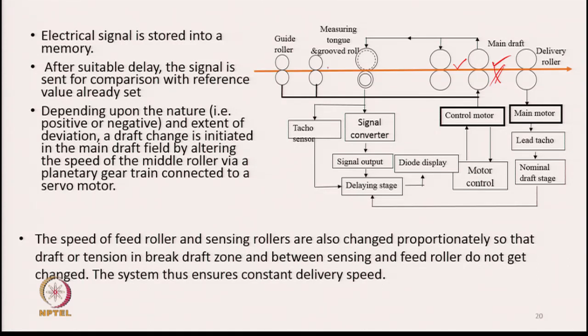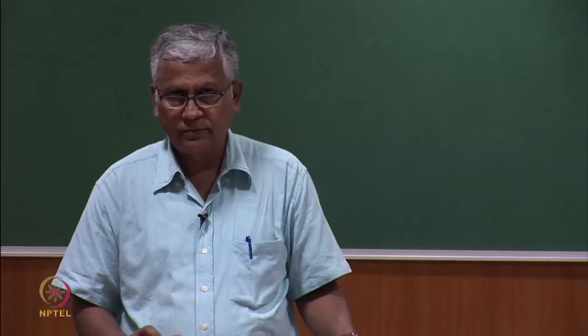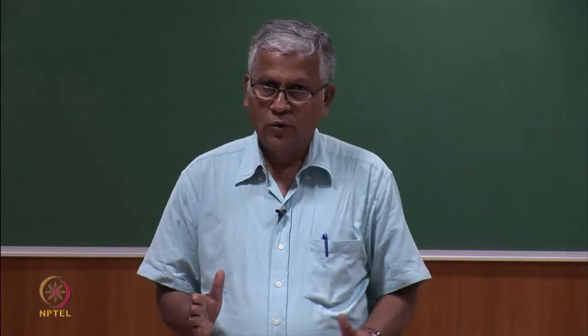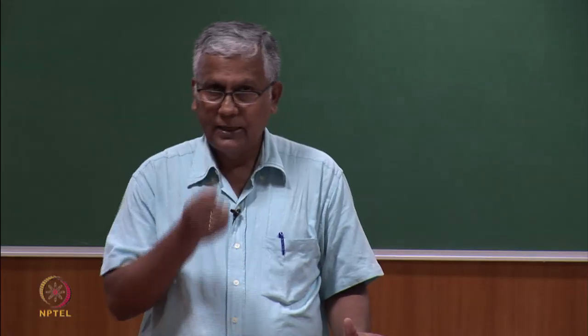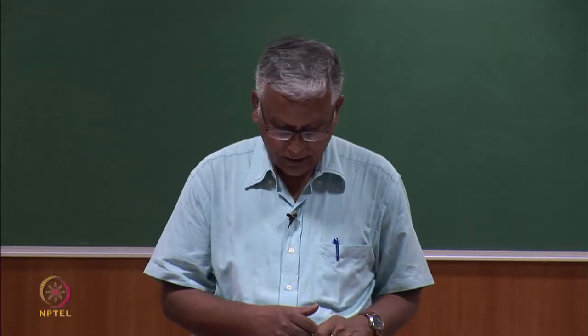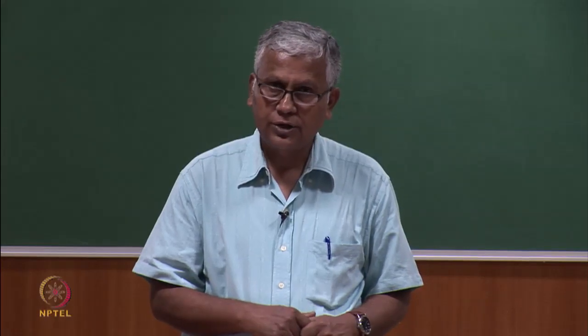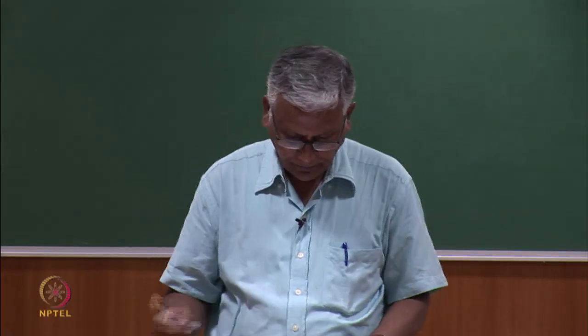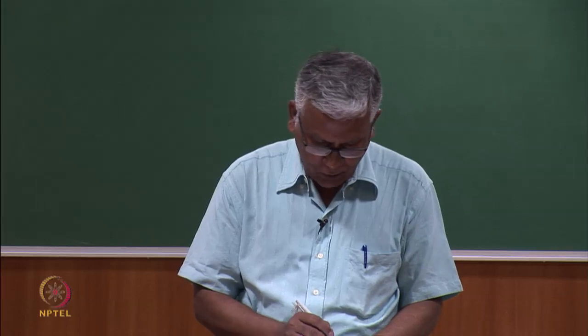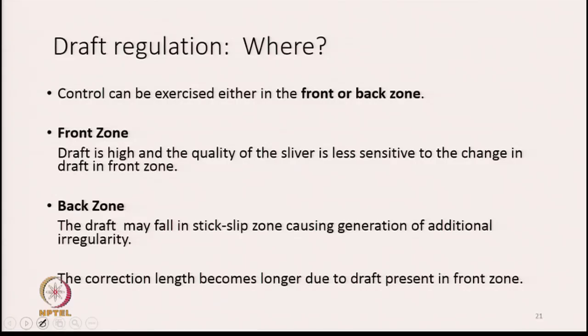Similarly, the tension draft which is there should also not get disturbed. This is what we have to ensure. That means, if I change the draft in the front zone, we have to ensure that the draft in the rest of the zones should not change. Now, we will come to the regulation by changing the draft, but where we should change the draft, what is the reason?